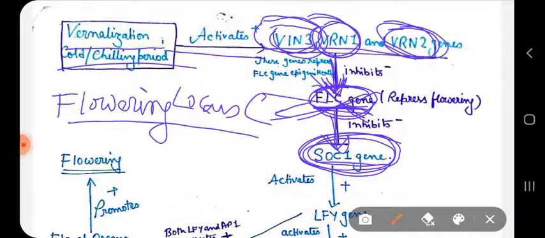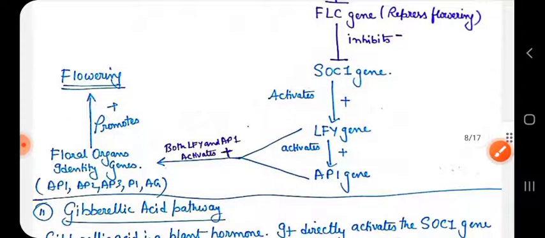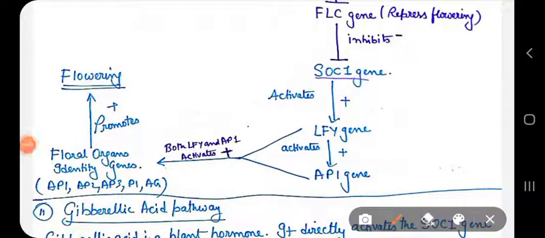Now the SOC1 gene is an activator gene. SOC1 gene helps in flower development. How? Let us see. It is an activator gene, and the full form of SOC1 is suppressor of overexpression of CO1. Suppressor of overexpression of CO1, a very long name.